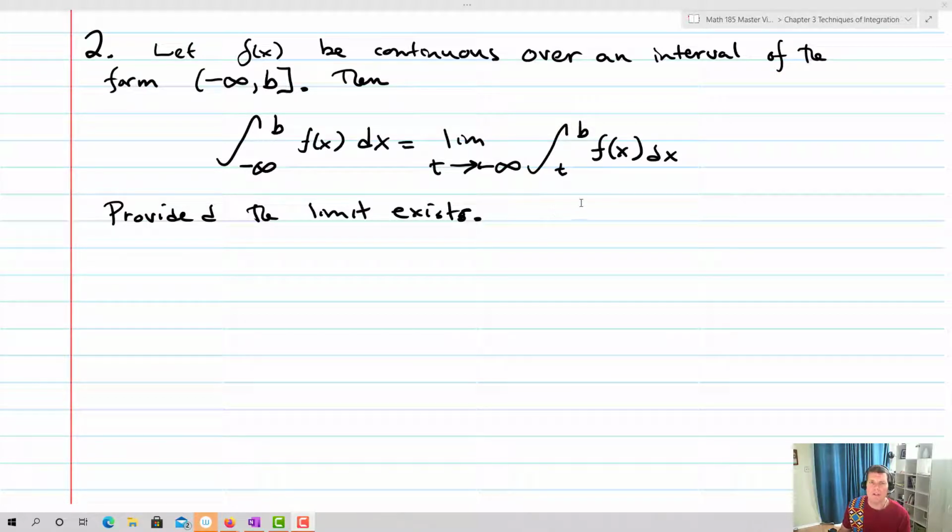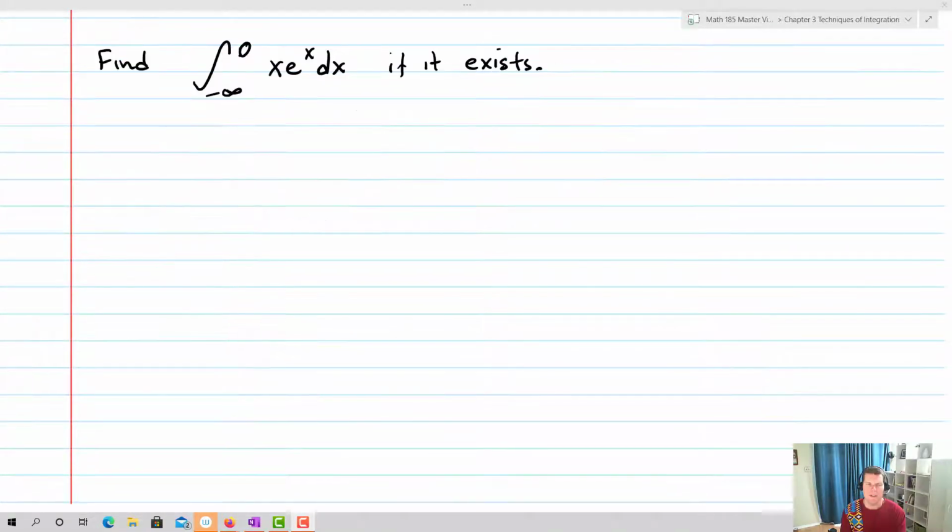So now what we're doing is we're going to be looking at the left-hand side of the function as it goes to negative infinity. And oftentimes this is going to be because we have an asymptote, again, just like we did in the first case. So let's take a look at an example of that. Let's find the integral from negative infinity to 0 of x e to the x dx, if it happens to exist.